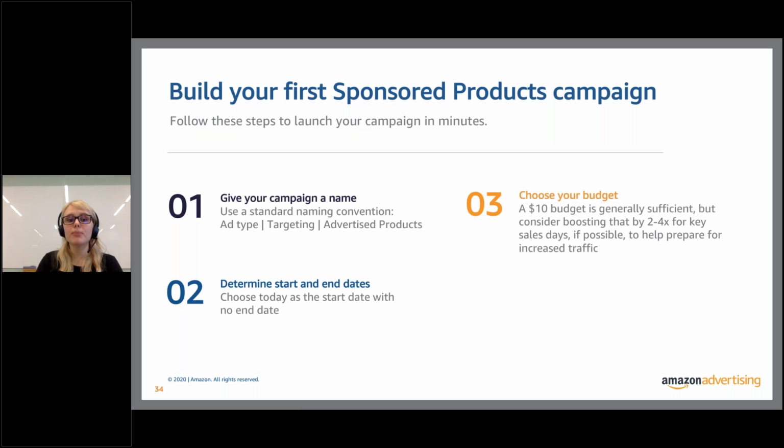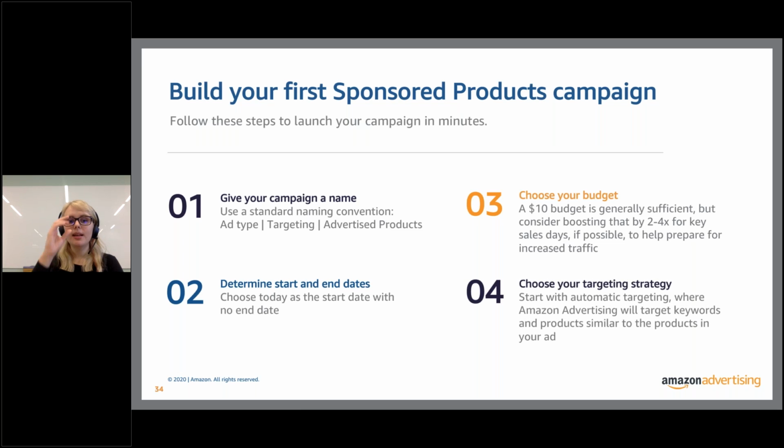Then you can choose your budget. I'd say a £10 budget is usually sufficient, but you might consider boosting that by 2 to 4 times for key sales days and prepare for increased traffic to your ads. And then you choose your targeting strategy. If I were you, I would start with automatic targeting, where Amazon will choose the keywords and products for you, and then later set up a manual campaign.